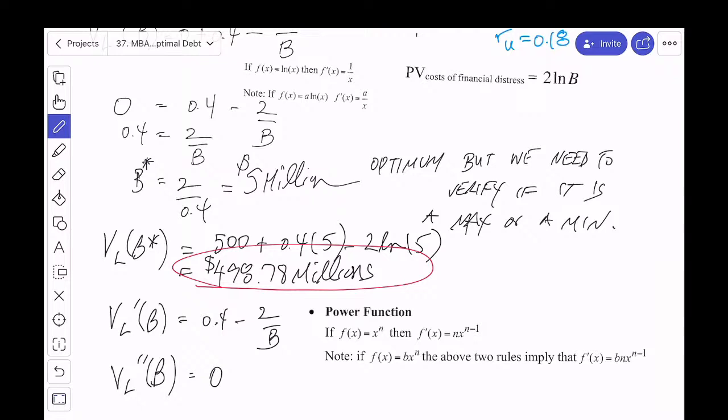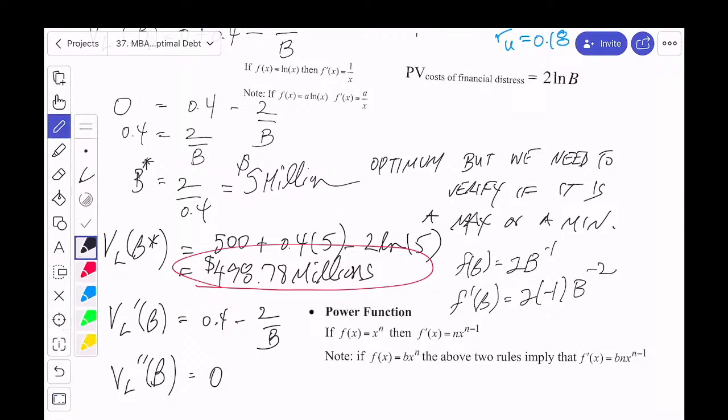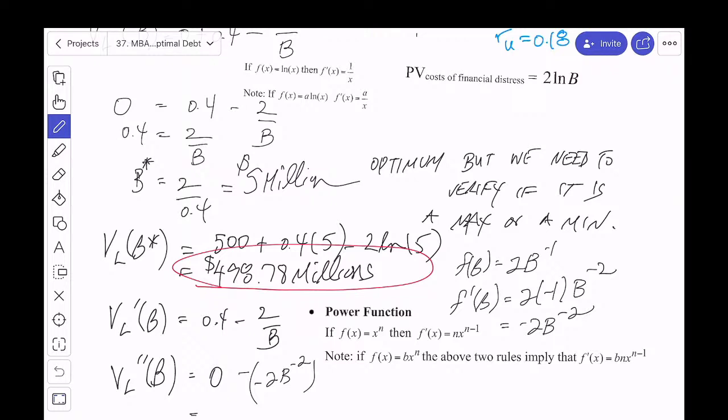So what about 2 to the b minus 1 if that's a function? If that's a function, then it would be 2 times negative 1 times b to the negative 2. That would be the application of the power function. And that reduces to negative 2b to the negative 2. So this would be like that.